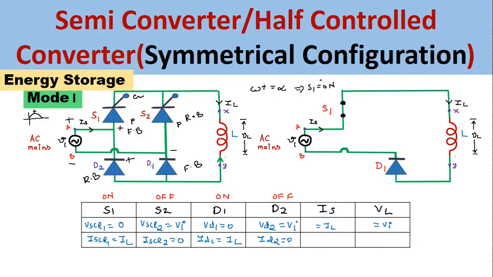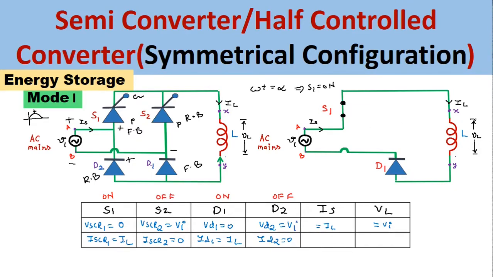Now after the SCR goes into the on condition, the circuit will look like this. Here two devices, that is SCR1 and diode D1, are conducting. So this type of circuit we will get. Here we can see that this is the load current IL, this is the source current IS, and this is the voltage across the load VL.